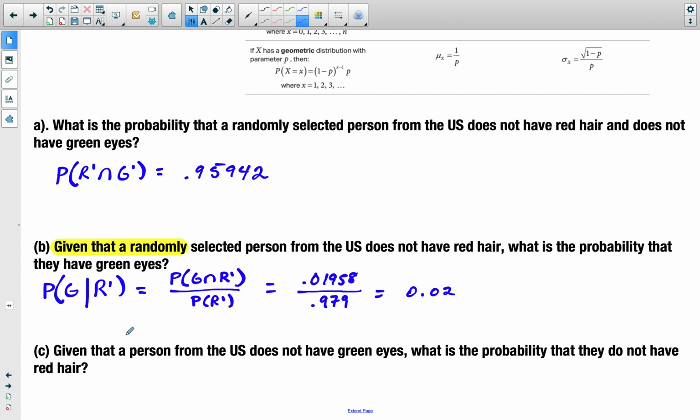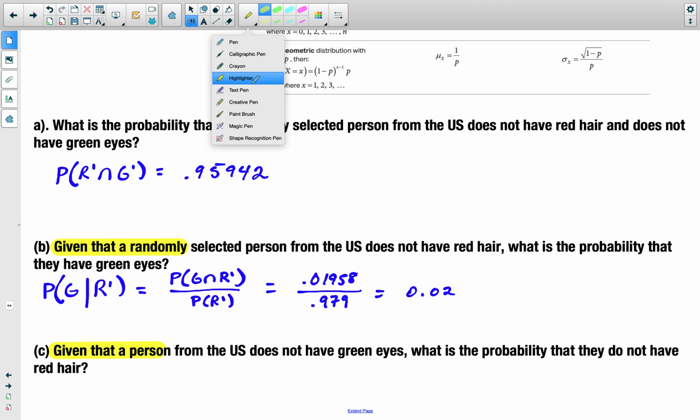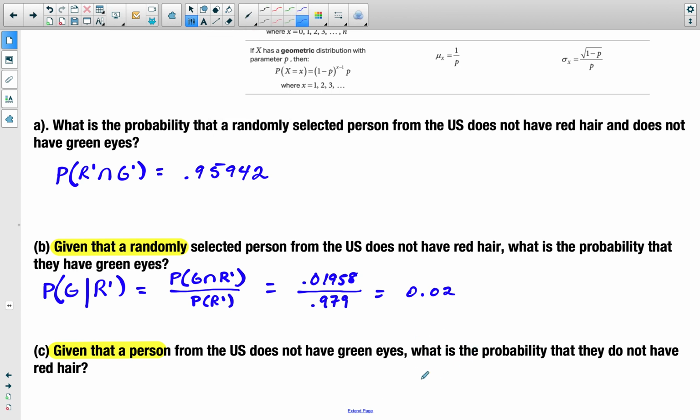All right. Given that a person from the US does not have green eyes, okay, so now again, I see there's a condition. I have knowledge of their eye color. But remember, again, I want to write this in order, so I'm going to skip to the phrase, what is the probability that they do not have red hair? So R prime, given that I have knowledge that they do not have green eyes. So again, it's the probability of both, so R prime and G prime, over the probability of G prime.